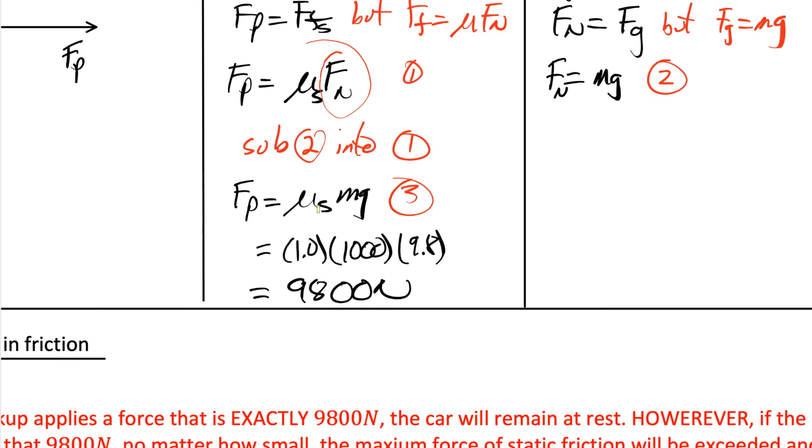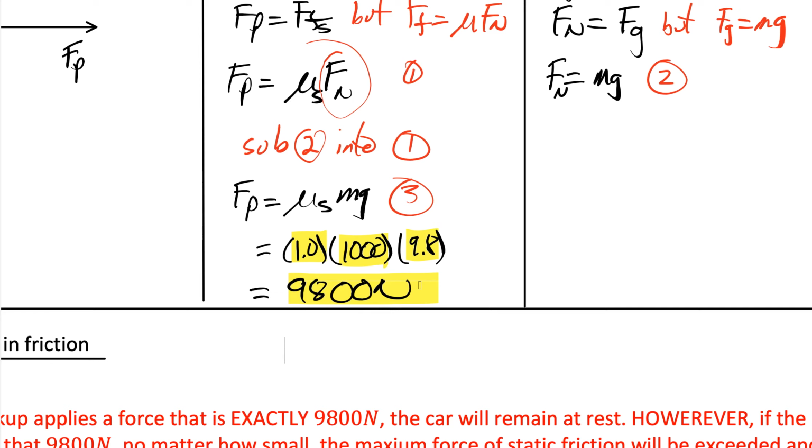Now we can substitute our values in. The static coefficient is 1. The mass of the car, I should say, is 1,000 kilograms times 9.8. So the pickup truck is applying a maximum force of 9,800 newtons. This is the absolute limit that the static friction can withstand. So if the pickup truck pushes with no greater than 9,800 newtons, nothing will happen.